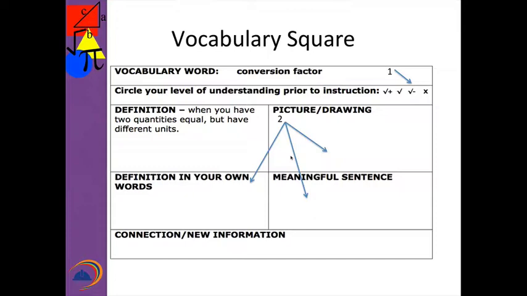Teacher, pause the video and have the students share their meaningful sentence with their partner and then call on non-volunteers.